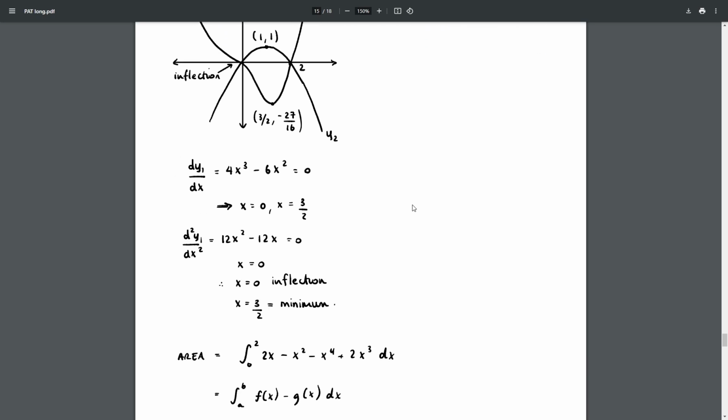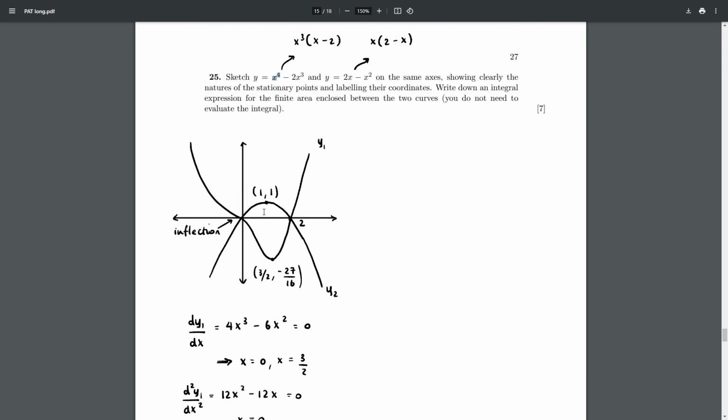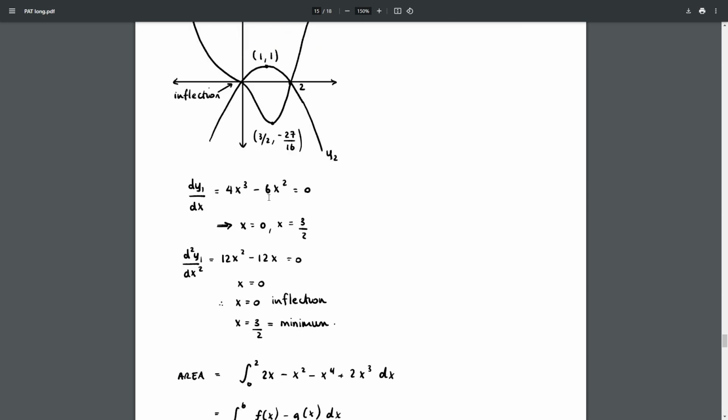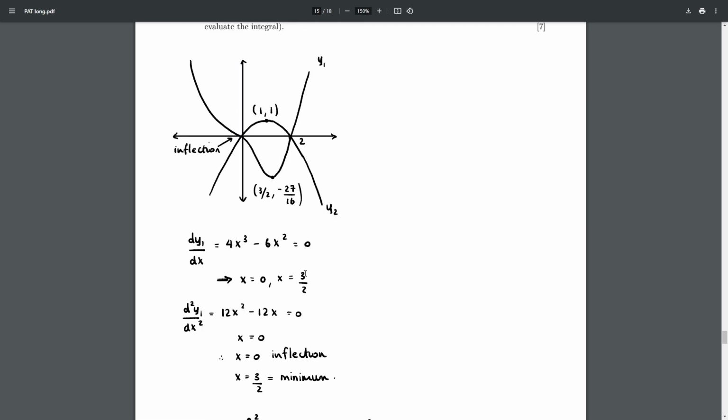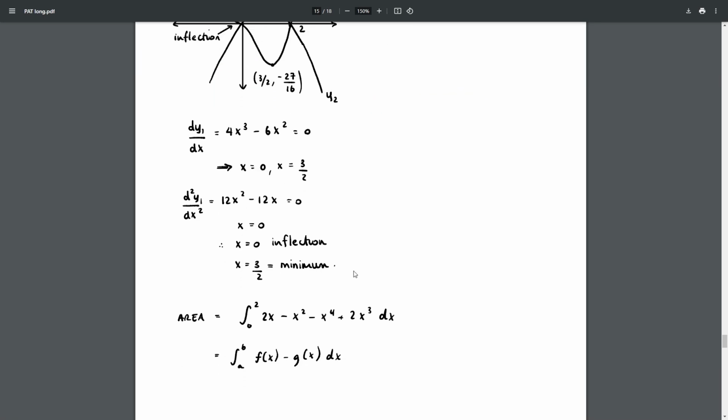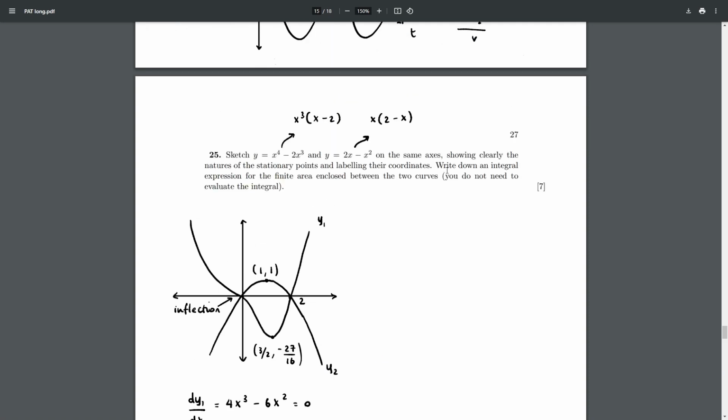And the finite area between the two curves will be the area from 0 to 2 of this y2 curve, 2x minus x squared, subtract the area from 0 to 2 of this other curve. The reason we're subtracting is because for y1, the area is going to be negative, and we want to add the area, so we can reverse that by just subtracting it, and then minus times minus will give us the magnitude of the area. So it will be 2x minus x squared, subtract x to the 4 minus 2x cubed, because we're applying the minus to the whole thing, with respect to x. And that is an integral you can evaluate. We're not asked to do it. So that's it for this question.